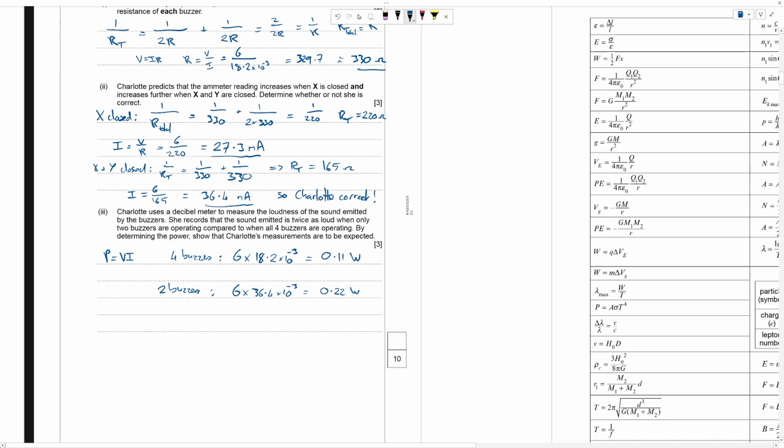So this is a 3-mark question, and I would suggest we've got ourselves the first 2 marks. Show that Charlotte's measurements are to be expected. What's that 3rd mark going to be for? I would suggest we need to make some statement to say that double the power implies double the loudness. 2 buzzers, double power of 4, implies double loudness. We might not need that statement to get the full marks, but why take any chances? We know that that's true. Job done.